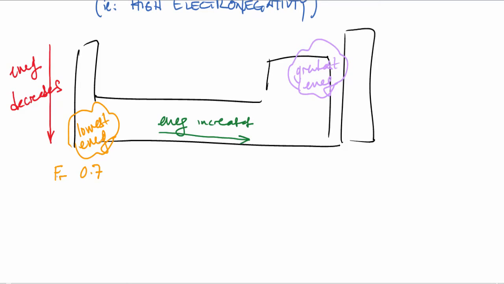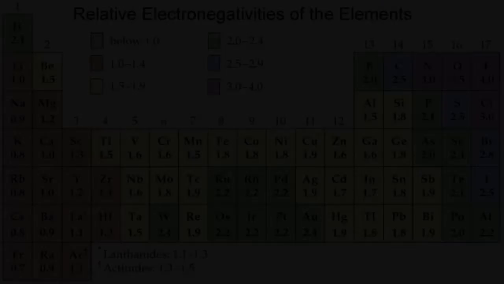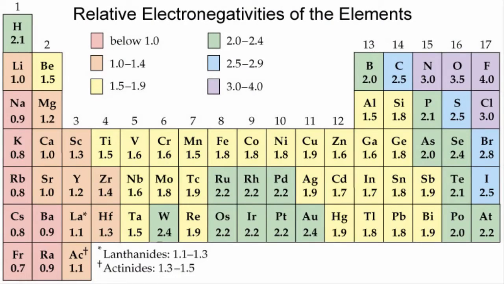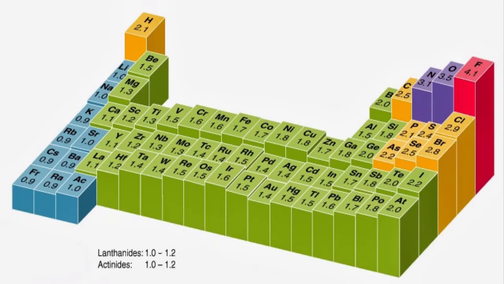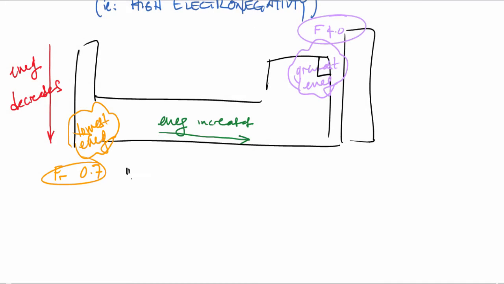So francium, for example, down on the bottom left, has an electronegativity of 0.7. And up on the upper right, we would have, say, fluorine with its electronegativity of 4.0, which is very great. So bottom left, lowest electronegativity; top right, greatest. Here's a chart. You can see francium at the bottom left, 0.7, fluorine at the top right, 4.0. Another way of seeing this same graphic, in three dimensions, you can see the electronegativity is very high up and to the right, very low down and to the left.